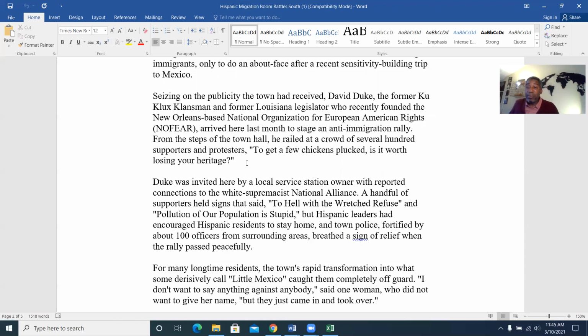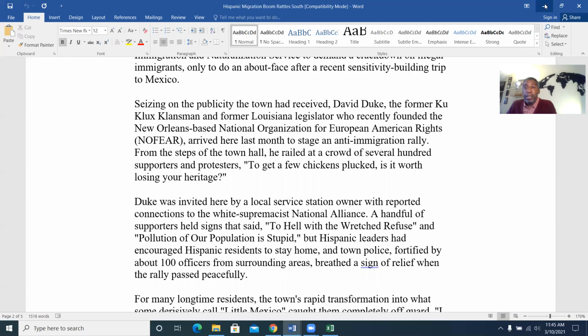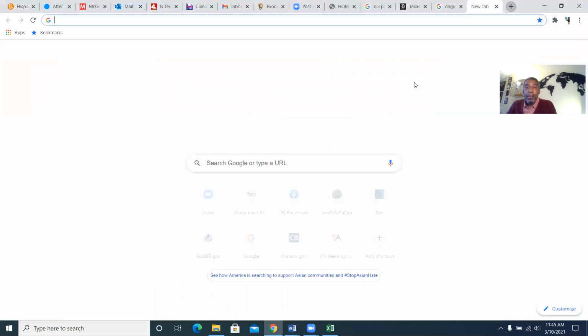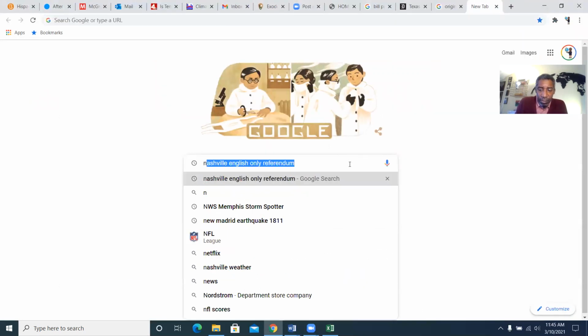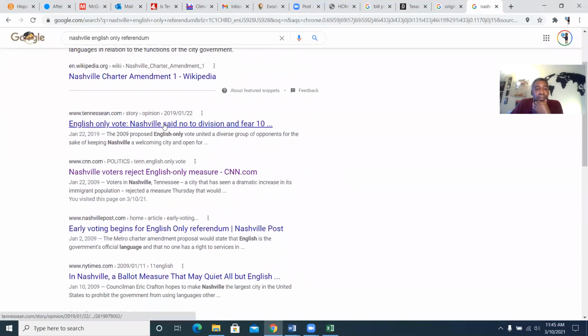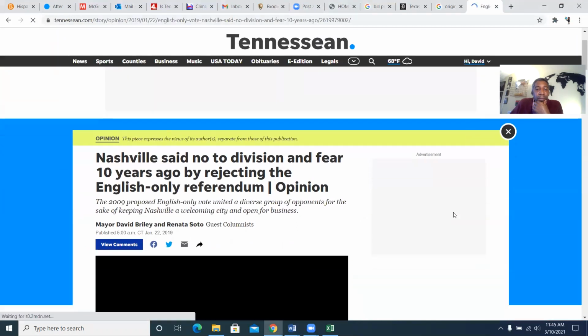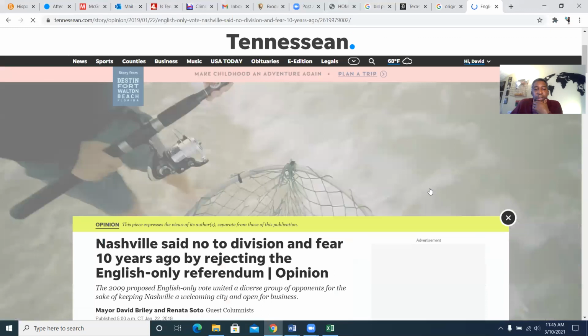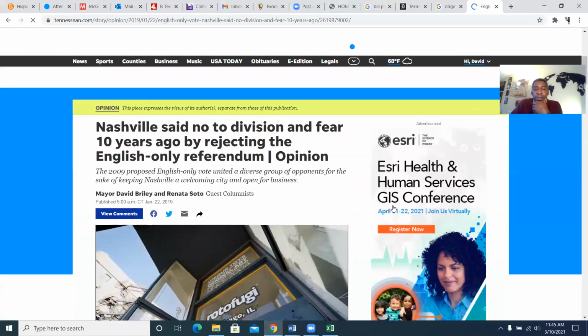But then they don't want to do it, right? So this type of xenophobia, and remember xenophobia, as we learned early in the course, is fear of foreigners. This kind of xenophobia was not lost on Tennessee. Of course, in North Carolina, the Klan rolled out. But in Tennessee, well, in Nashville, there was a few years ago an English-only referendum. And so here's a story about the English-only referendum in Nashville.